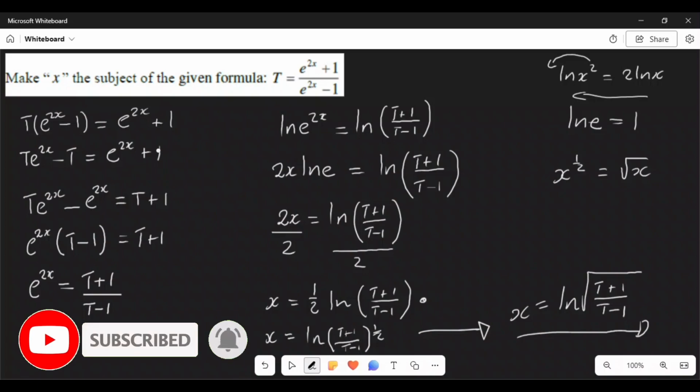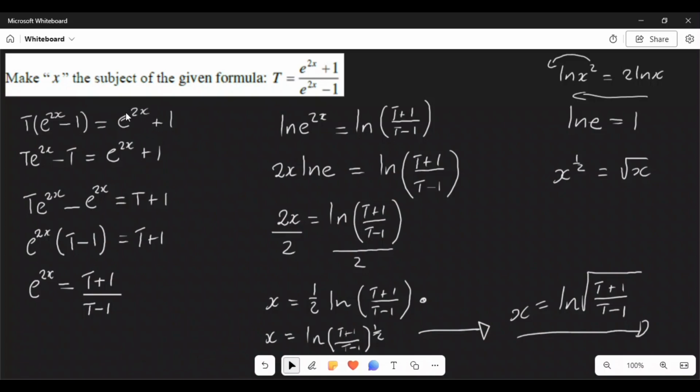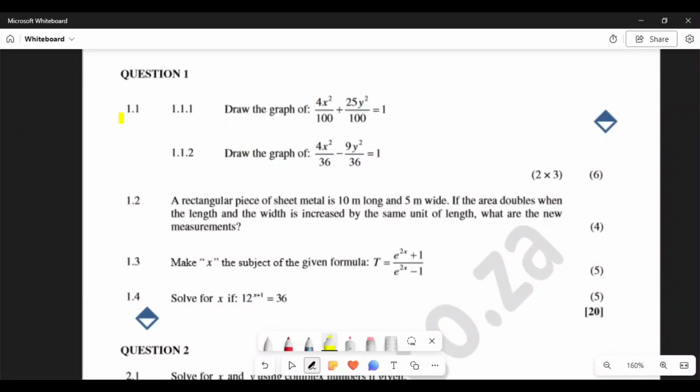All right, guys, let's do the last question of question 1, and then we are finished with question 1. Right, so this is the last question for question 1.